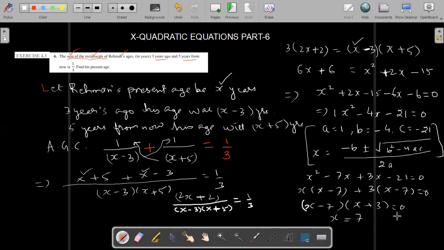A negative age is not possible, so leave that one. So x is equal to 7. Therefore, Rahman's present age is 7 years. Okay.